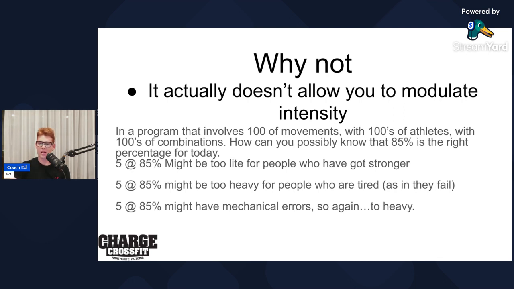And the reason I've said that it doesn't actually allow you to modulate intensity is that if you do percentages properly, and you say, today you have to do these at this weight, no ifs, buts, or maybes, then you can't adapt the intensity. You can't make it heavier or lighter. You have to do it at the weight that it's written at in the program. Now, there are some benefits to that. Some people like the idea of, I don't feel like I can do this today, but the program says this percentage.